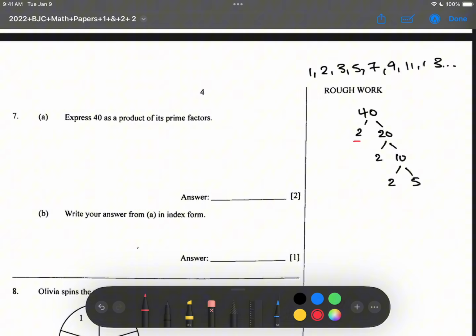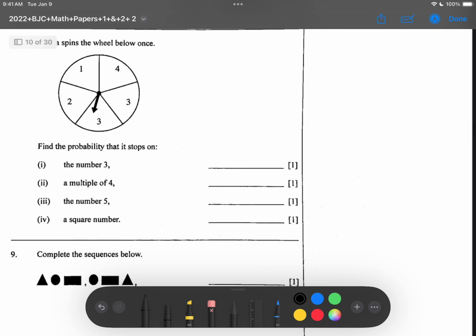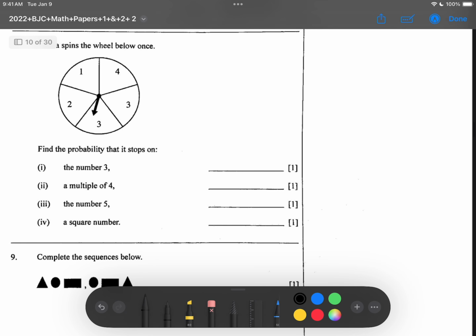Now we look at our outside numbers. So our answer would be 2 times 2 times 2 times 5. In index form, write in the 2. And we have 1, 2, 3 2's. So we put it to the power of 3, times 5.